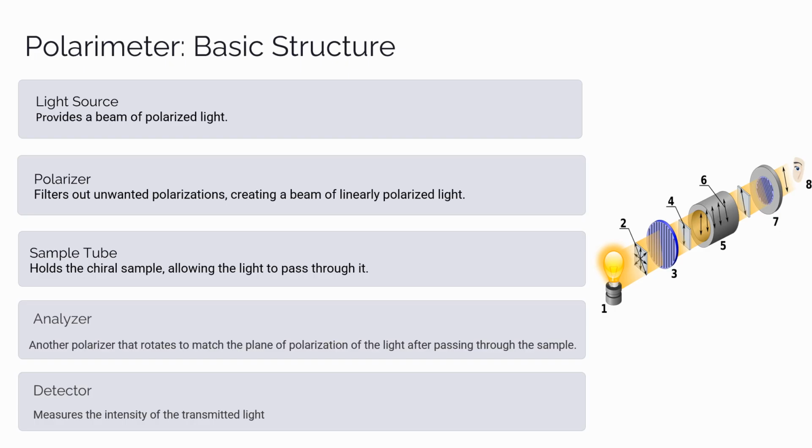The polarimeter consists of five main components. A light source provides a steady beam of polarized light. The polarizer ensures that the light is linearly polarized. The sample tube holds the chiral substance. The analyzer is another type of polarizer that rotates to match the plane of polarization after the light passes through the sample. Finally, the detector measures the transmitted light intensity to calculate the optical rotation.